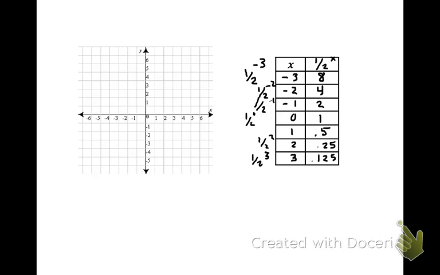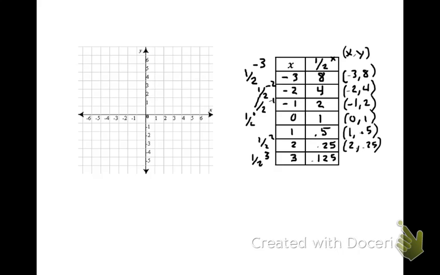Okay, so when we graph that on the graph, these are the xy coordinate points: -3, 8, -2, 4, -1, 2, 0, 1, 1, 0.5, 2, 0.25, and 3, 0.125. Okay, so we just graph these.